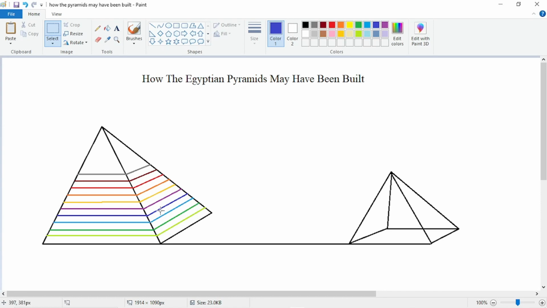So the first thing you got to do is build a ramp coming down. And it's got to go all the way to the ground. So this is basically a ramp on the face of this pyramid. And well, actually let's undo that.